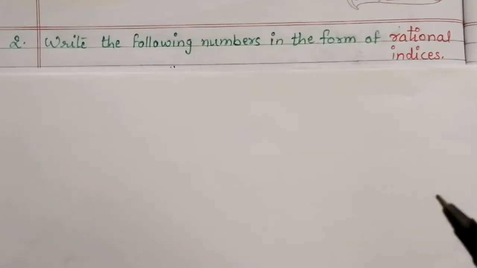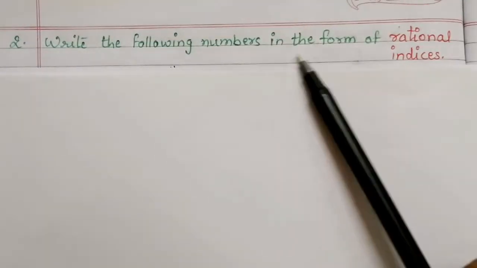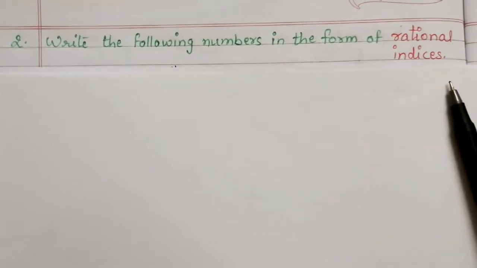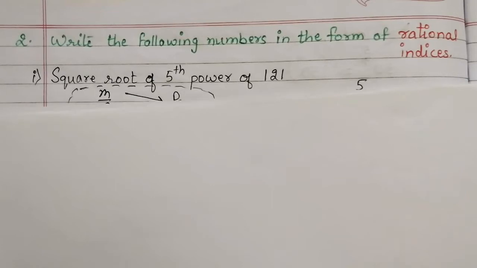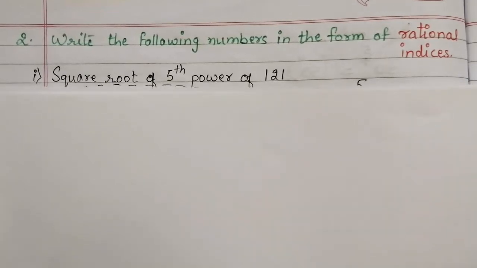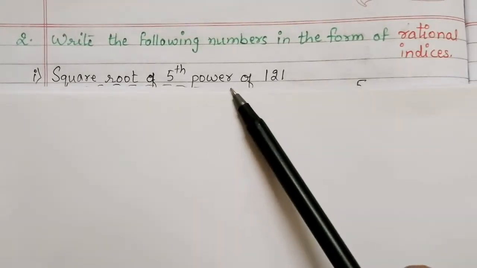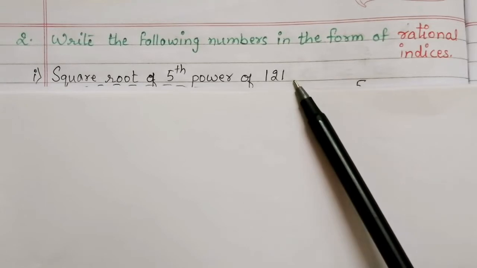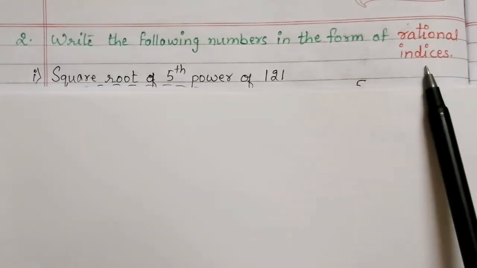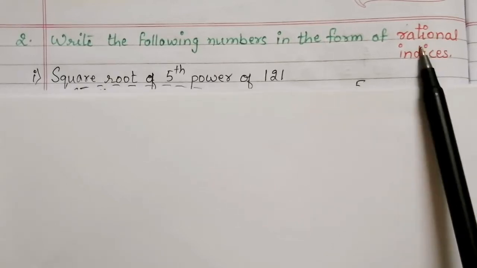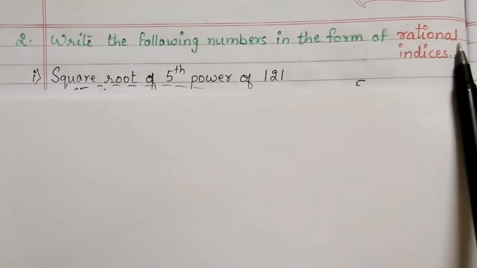Now the next question in this exercise is: write the following numbers in the form of rational indices. Rational numbers we all know now. So what is the first question given? Square root of fifth power of 121. Now this we have to write in indices form, and indices are rational numbers.